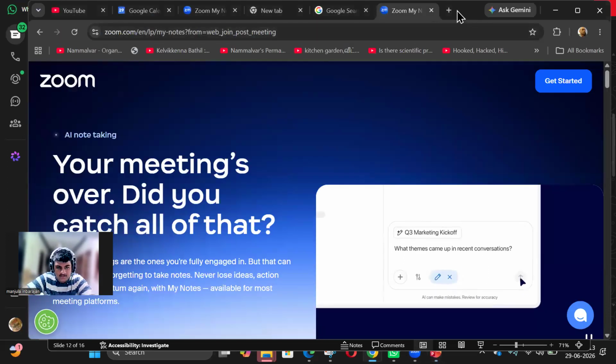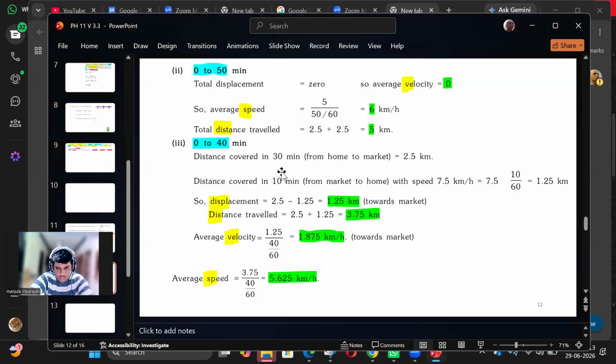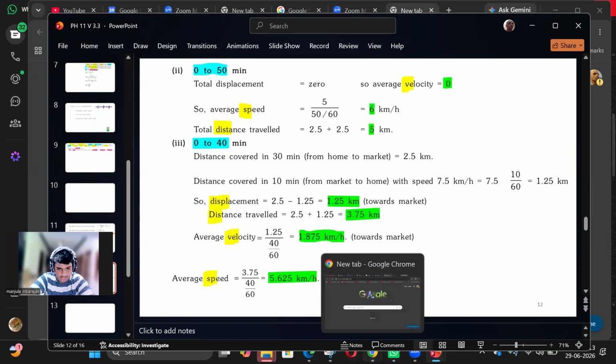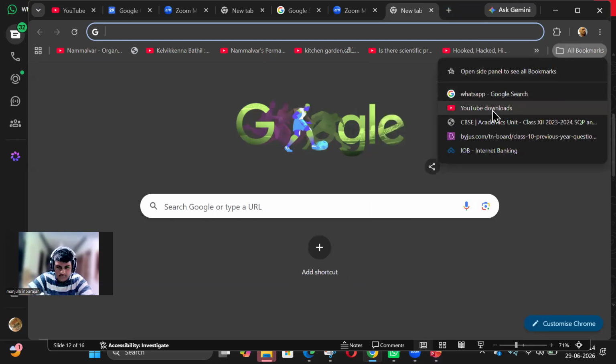Now using that, for average speed you have to take the path length. You have to know the distance, which will be 2.5, no? One way, 2.5 plus half of 2.5. 2.5 plus half of 2.5, which is 1.25. So the total distance will be 3.75. That divided by the time. Correct? Yeah, got it.